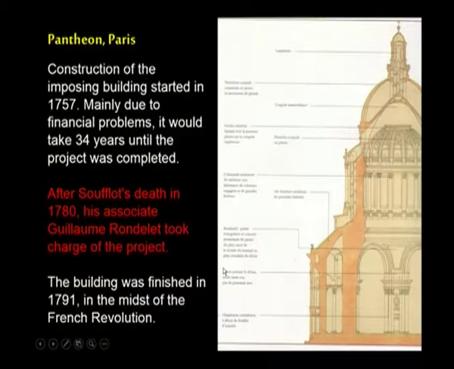After Soufflot's death in 1780, his associate Guillaume Rondelet took charge of the project. The building was finished in 1791, in the middle of the French Revolution. The French Revolution was going on when this building was being constructed, when the building was finished. And Soufflot never lived to see the end of this building. He didn't live to see the completed building because he died in 1780 and the building only got completed in 1791, 11 years after his death.